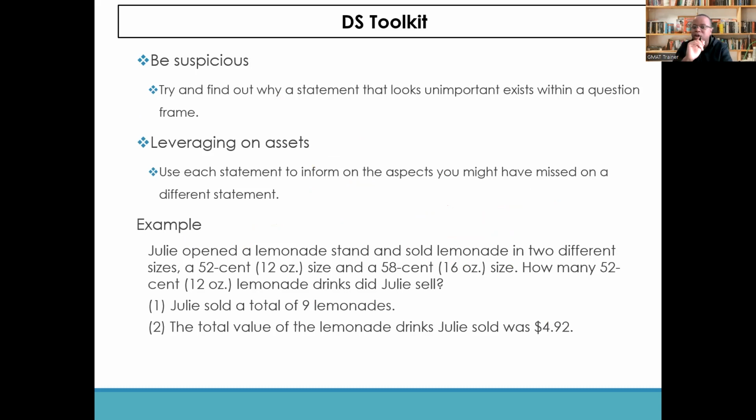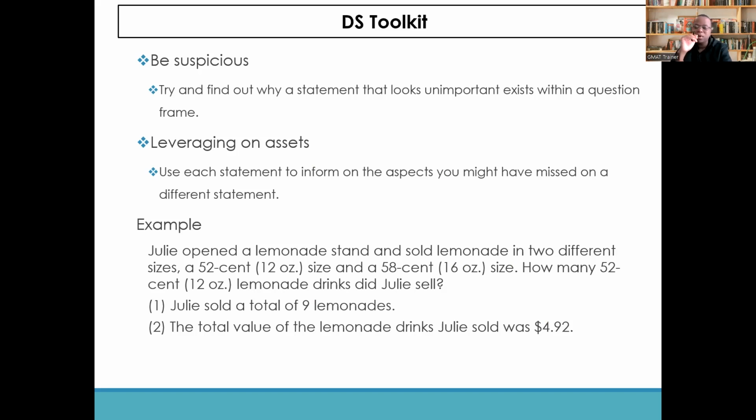Okay, the next thing you need to have in your armory, you need to be suspicious. Try to find out why a statement that looks unimportant exists in the question. You'll see some of these, especially when you get to more difficult questions. You'll be seeing some statements which don't seem important at all, yet they are there. These guys are not stupid to put it there. They are cunning to put it there. And they want to trick you into thinking that this is a useless thing, so it's not sufficient, so leave it out. Yeah, that is one thing.